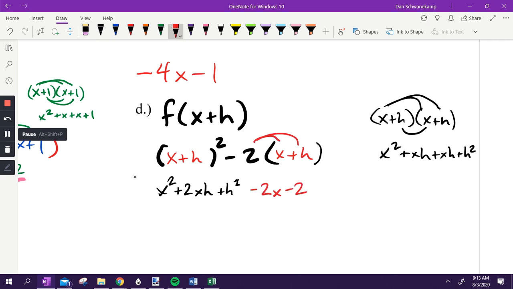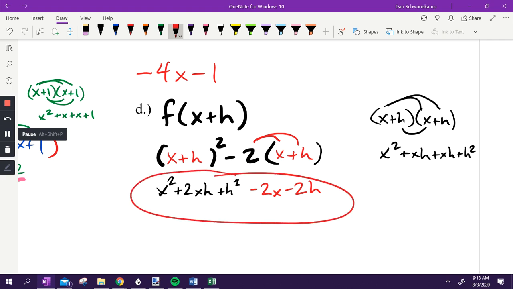Wonderful. Any like terms to combine here? Nah, that's it. Boom. There's my answer. Not any harder than what it is. They just throw a letter H in there to try to mess you up. Don't let it bother you.